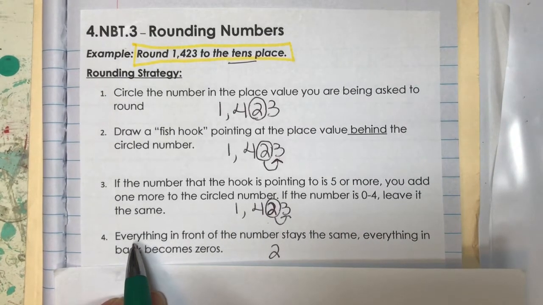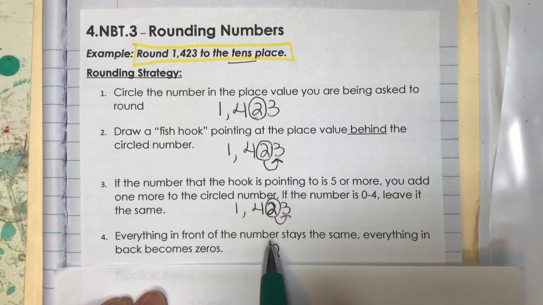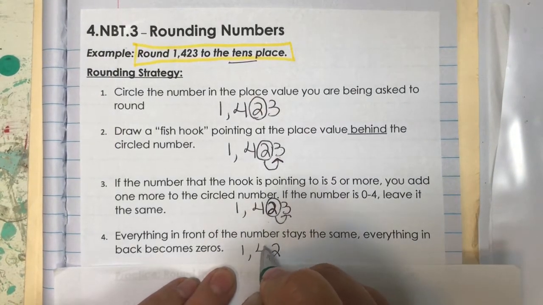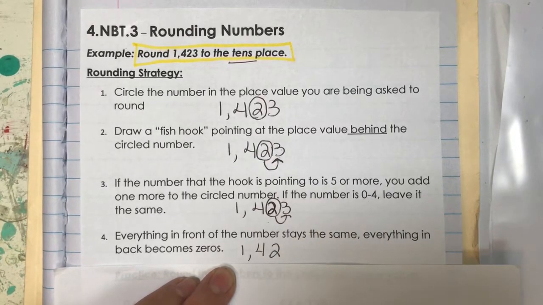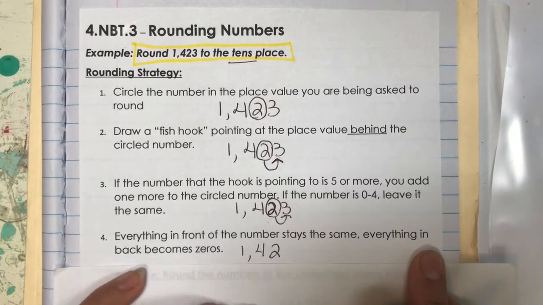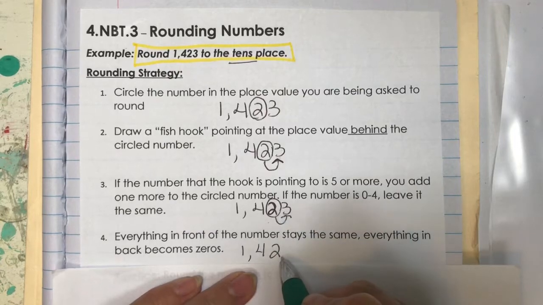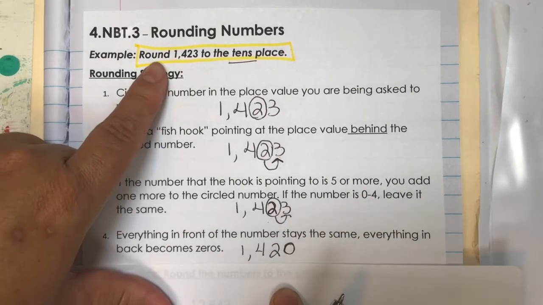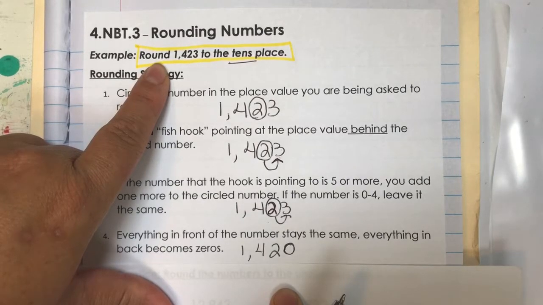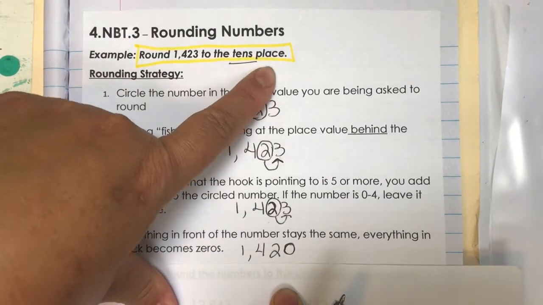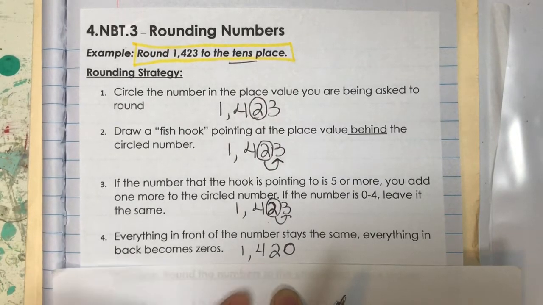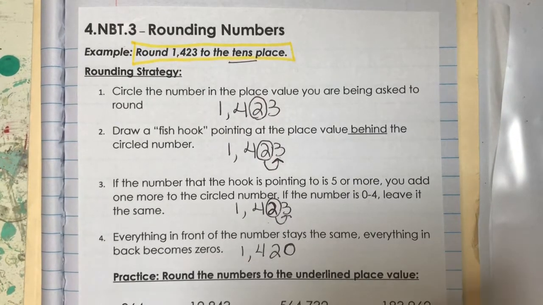The next step is that everything in front of the rounded number stays the same. That means the 1,000 and the 400 stay the same. Everything in back becomes a 0. So any other spot becomes a 0. So the answer to rounding 1,423 to the tens place, the answer would be 1,420.